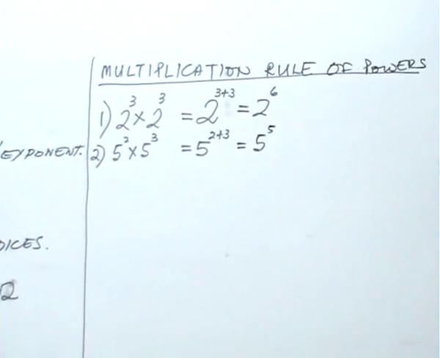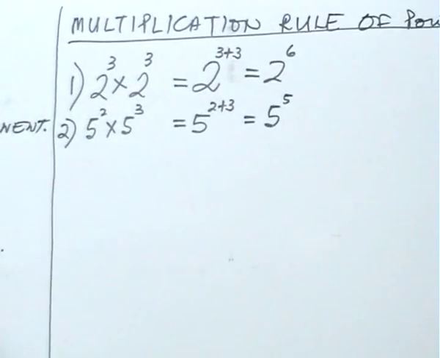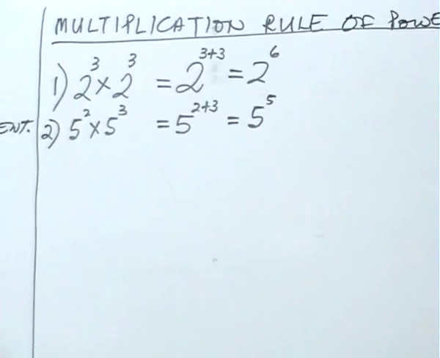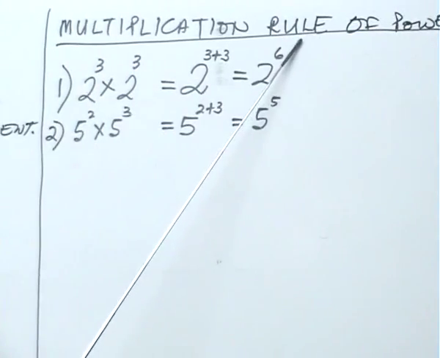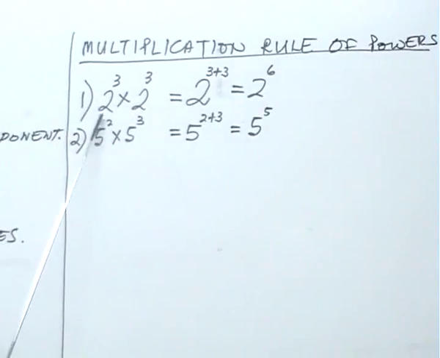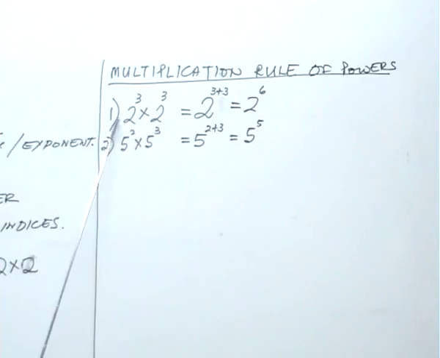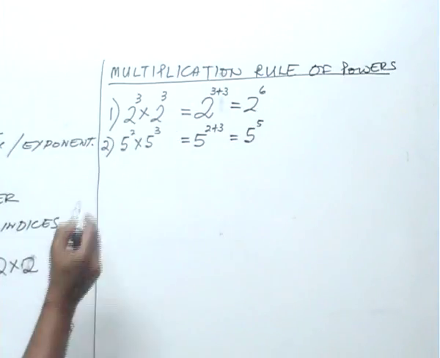Now, very important when it comes to indices, whether you're multiplying or whether you're dividing, the rule works only if the bases are exactly the same. So you can only use the multiplication rule of powers if the bases are exactly the same. The bases are exactly the same, so you can use this rule.